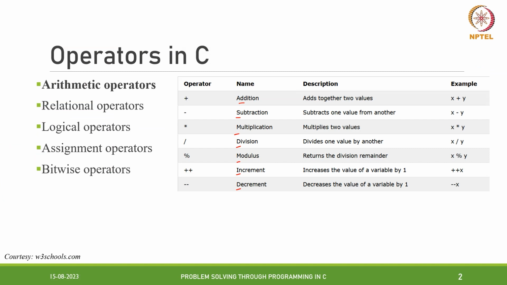So these are fairly straightforward operators. All of these, all the way till this, are binary operators. That is, they operate on two operands. So x plus y. So x and y are operands, and this is the addition operation that is happening.